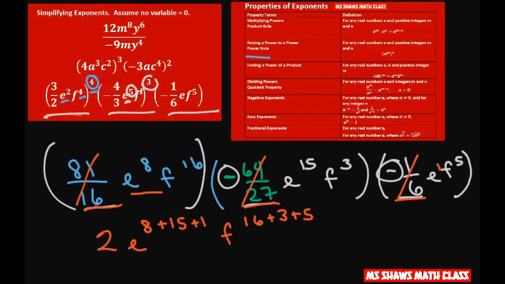So this all reduces to 2 e to the 24th, f to the 24th as well, I believe. Yeah, 24th. And that would be your final answer.